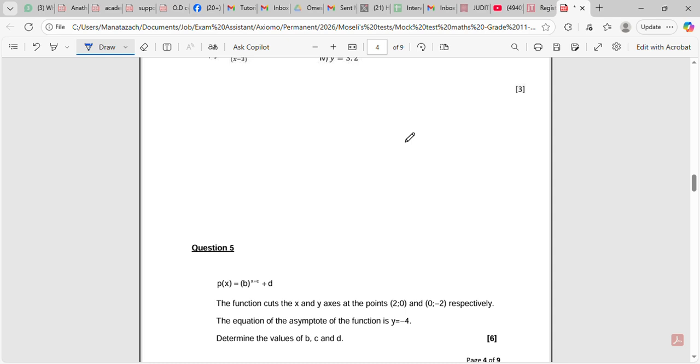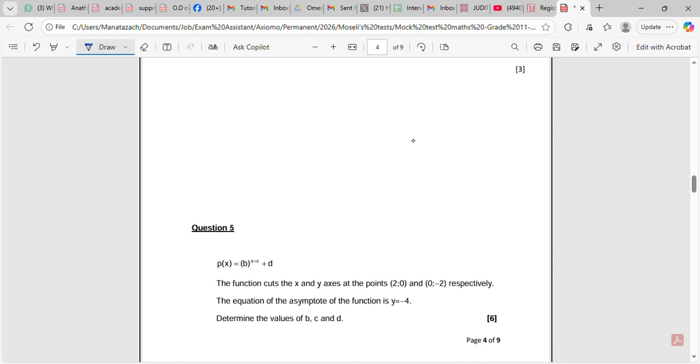Okay, so now I'm just going to do question number 5. I'm going to show you how you work it out. So question number 5 says that this is the equation that you've been given, p of x.